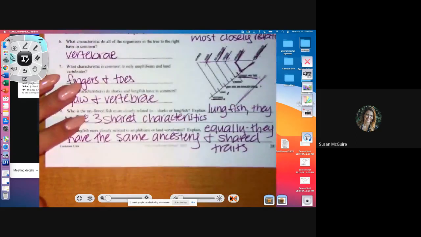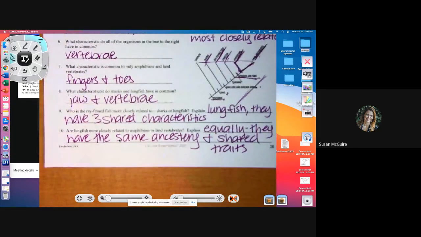All right. You can either turn that into me right now or wait and turn it in tomorrow so that you can use this one to help you with the one tomorrow.